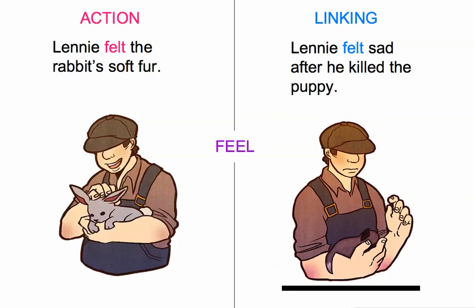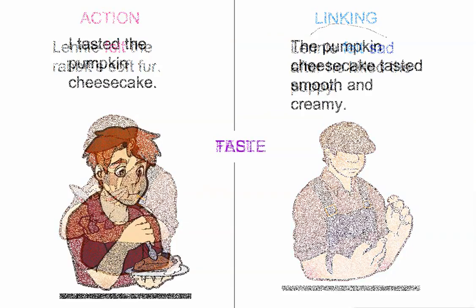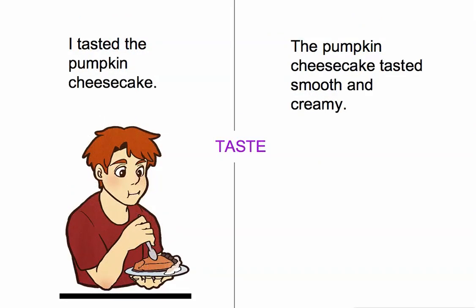Lenny is actually feeling the rabbit. He is petting it. He feels the soft fur. In the second example, it's linking. Lenny felt sad. It's describing his current state of being. I can double check this by finding the predicate adjective sad and linking it back to the subject of the sentence, Lenny. The next example, taste.